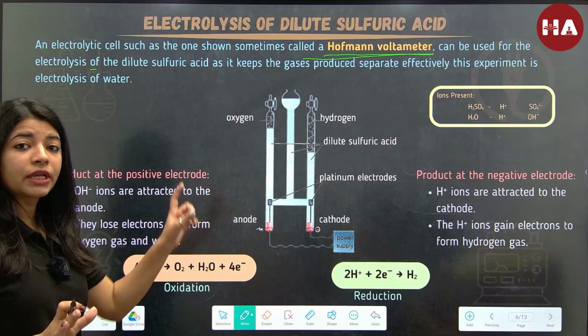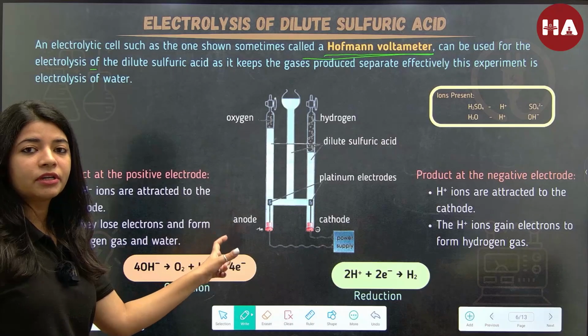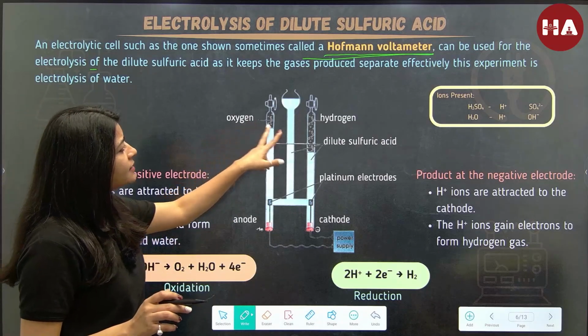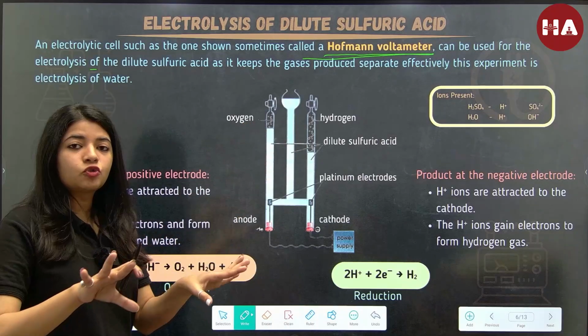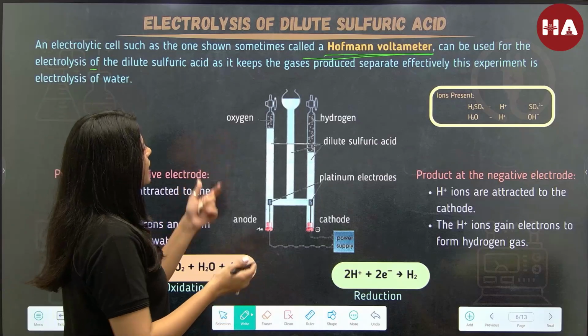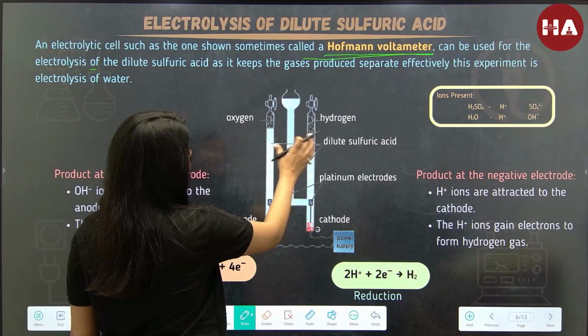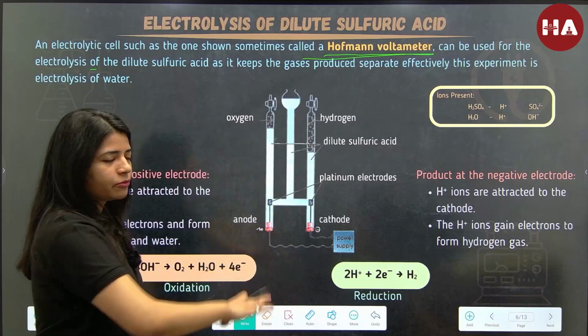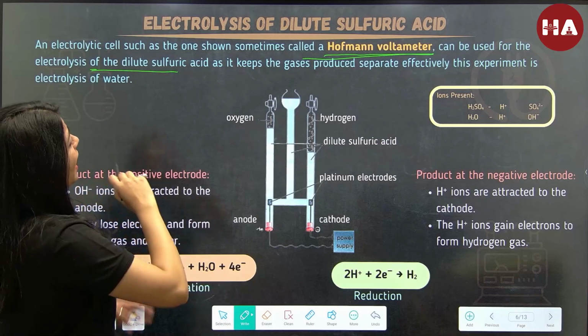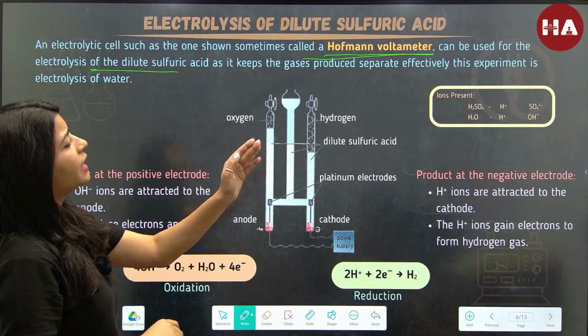Now why are we using this particular apparatus? Why are we not using the simple electrolytic cell? Because here two gases will be formed and we need these two gases to be separate so that we can test the gases. Hence, for the gases to be separate, we use this particular apparatus. Electrolysis of dilute sulfuric acid, as it keeps the gases produced separate effectively.